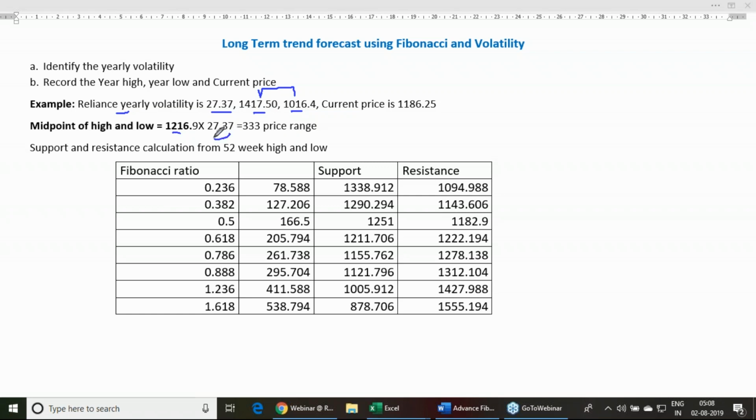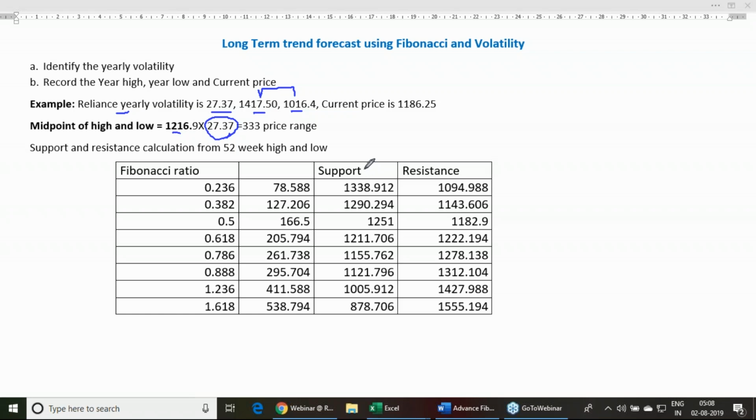If I take 27.37% of that, it gives me a price range of 333 rupees. This is the range of oscillation as per the Fibonacci and as per the volatility we will be getting for the year. The year high and low is already recorded, and these calculations pertain to the coming year, from the day we are doing these calculations, one year ahead, to see where the price will go.